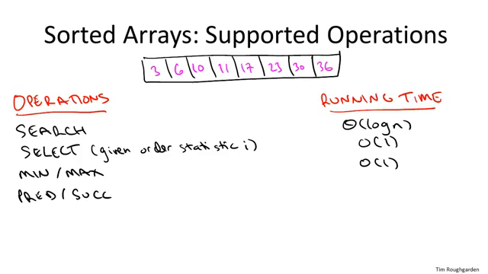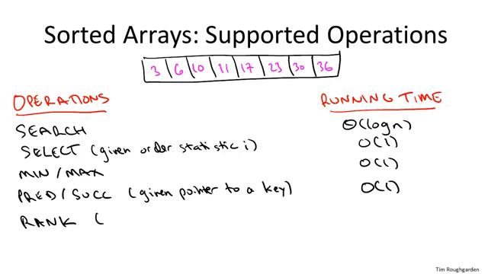And the successor operation returns the next largest element in the array. So the predecessor of the 23 is the 17. The successor of the 23 would be the 30. And again, in a sorted array, these are trivial, right? You just know the predecessor is just one position back in the array. The successor is one position forward. So given a pointer to the 23, you can return the 17 or the 30 in constant time.